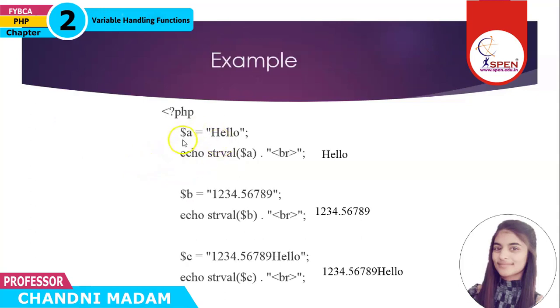Here is the example. $a equal to hello. So strval converts $a to a string. It prints just hello because it is also a string type. Now $b equal to 1234.56789. So it converts it to a string, and it returns 1234.56789. This is also the same.